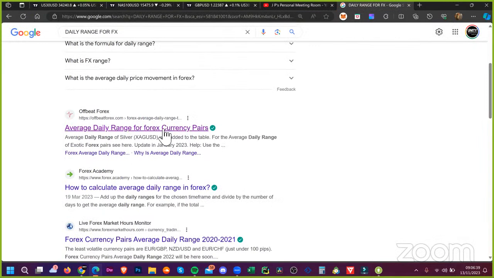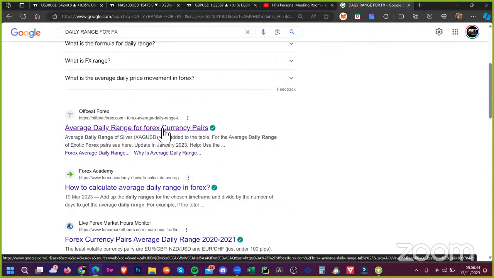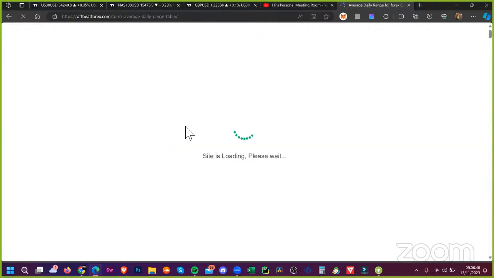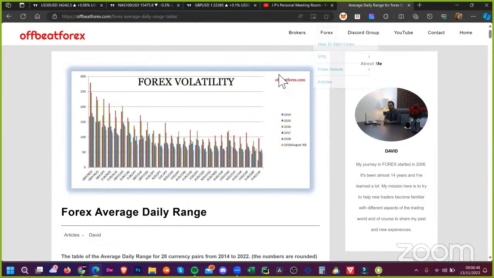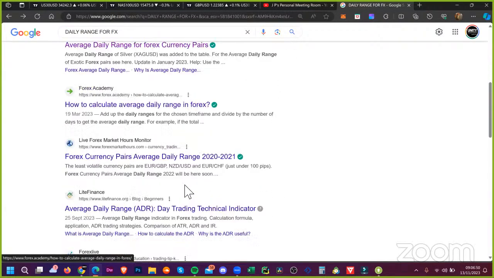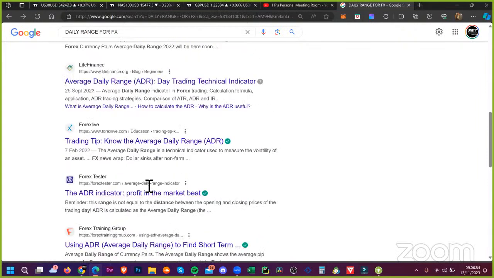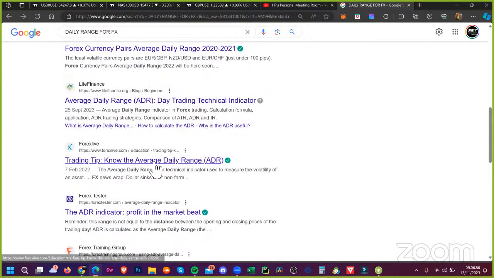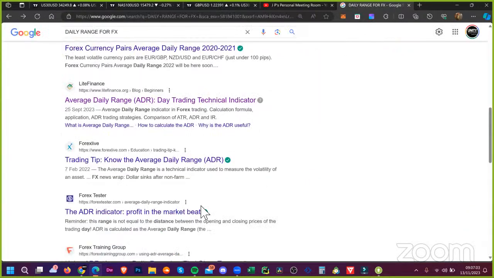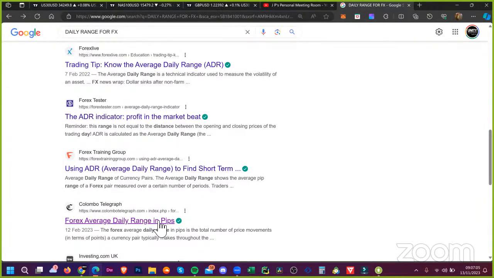Just try and find an actual site. I keep forgetting to bookmark a good old average daily range site. Or maybe we should look at the average true range, but this is a technical indicator that's on a website showing it to us. Have I just clicked this already?